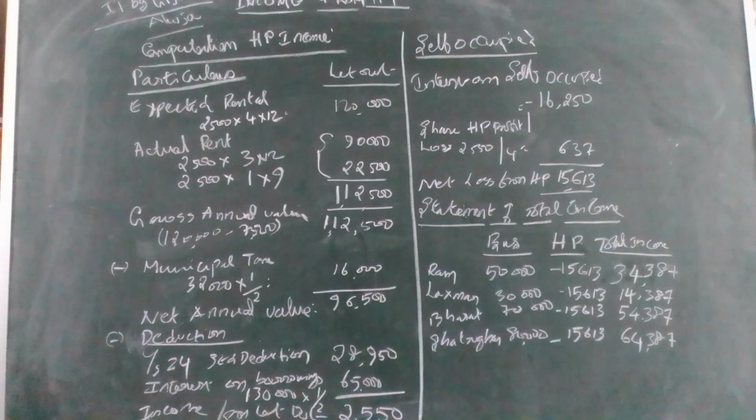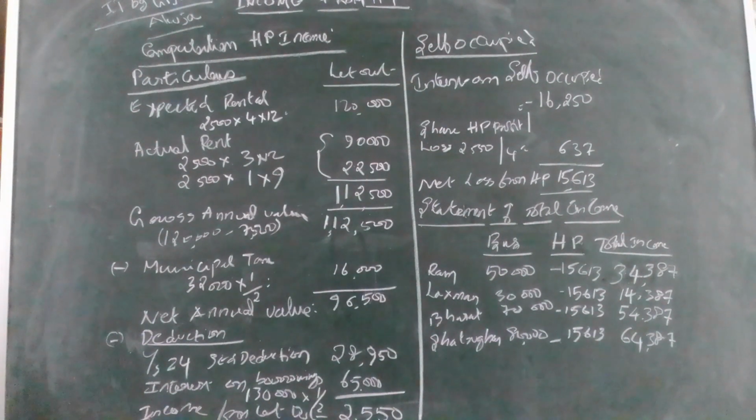Then another one is municipal taxes, given for the entire property, that comes to 32,000. It is given in the question that 50% of the property, that is 4 houses, are self occupied. So 50% is self occupied, 50% is let out. So only 50% is let out. So we take 32,000 by 2, 50% for the let out property, 16,000. Our net annual value comes to 96,500.